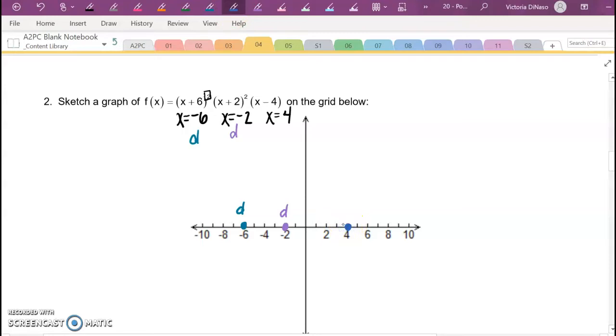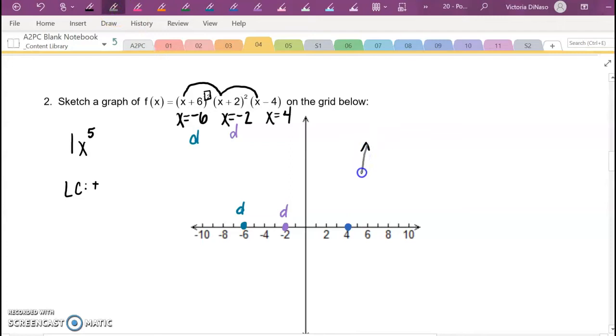All right, so these are my 3 points on the x-axis. From here, I'm going to figure out what my leading coefficient is. So we have x squared, and x. It should be 1x to the power of 5. My leading coefficient is a positive number, which means that we're going to end positive, end up.